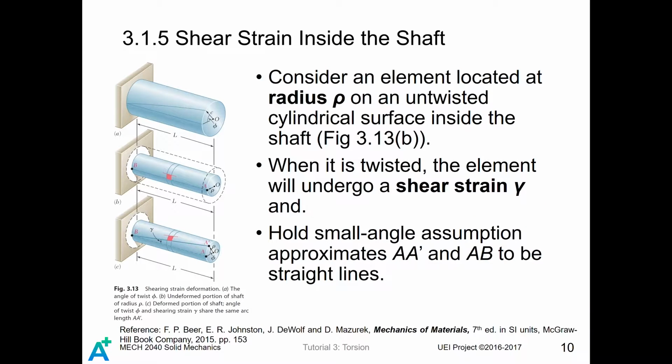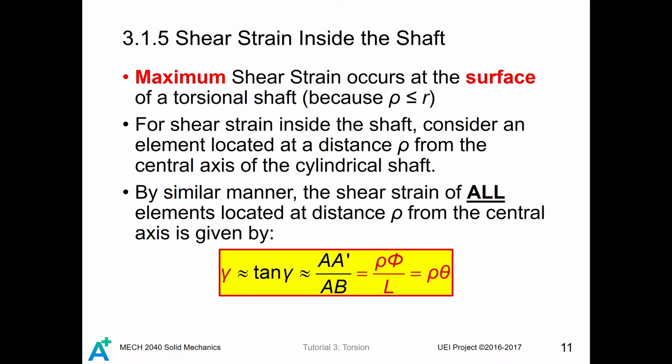Now we talk about the shear strain inside the shaft. For an element located at distance ρ on an untwisted cylindrical surface inside the shaft, similar to those elements on the surface, the elements inside the bar will also be twisted. Then all we need to do is replace the R by ρ. The maximum shear strain is on the surface, which is R phi divided by L. So here we just replace the R by ρ.